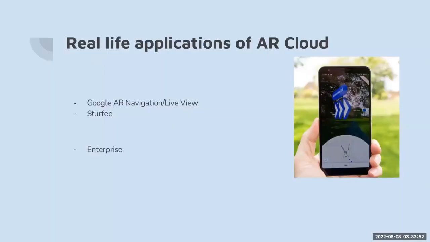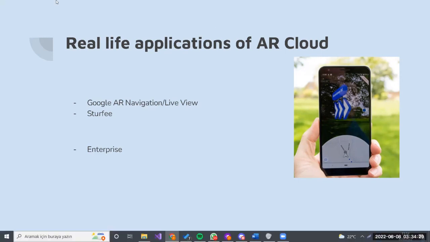So what are the real applications of AR Cloud, except the ones that Erkin mentioned? Actually, Google has one. It is a built-in feature in their Google Maps. It was originally called Google's AR Navigation, but then they changed it to Live View. It uses Google's Visual Positioning Service, VPS for short, with AR Cloud to deliver more accurate navigation. It was first demoed in 2018 and then made available in August 2019.